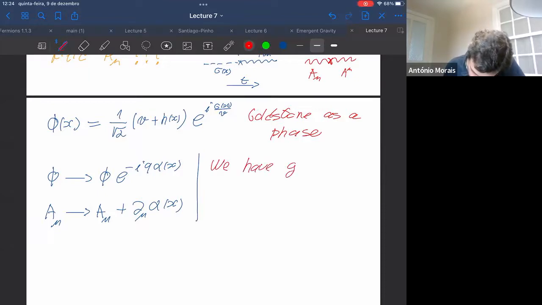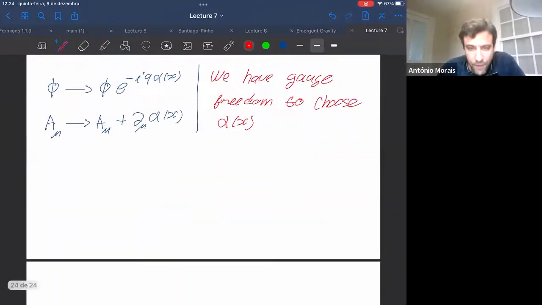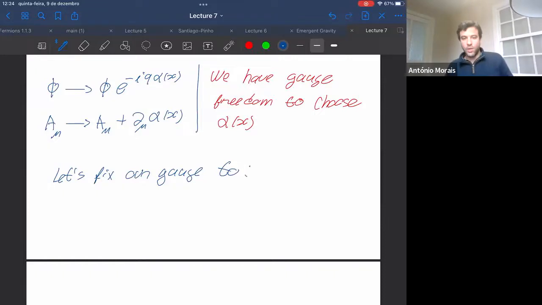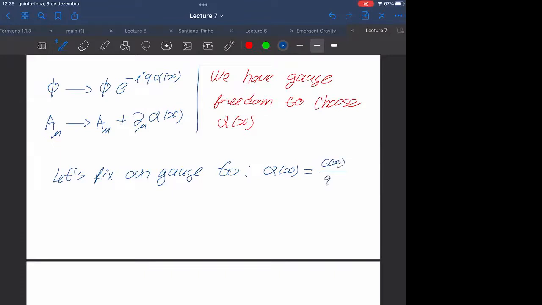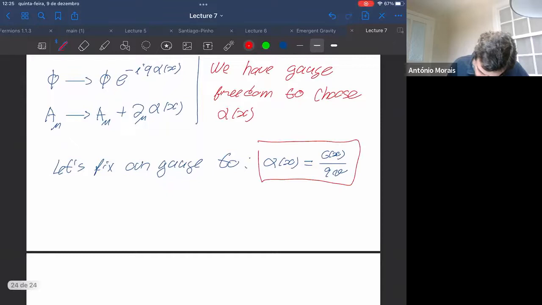And here we have a gauge freedom to choose alpha x. So what we want to do is basically fixing the gauge. So let's fix a better gauge. Let's fix our gauge, and of course, it's based on inspection of the potential. This is to go in the line of our purposes. If we choose alpha x to be equal to g x over q v, we have the freedom to do this. Gauge invariance is still there. So this is our gauge choice.